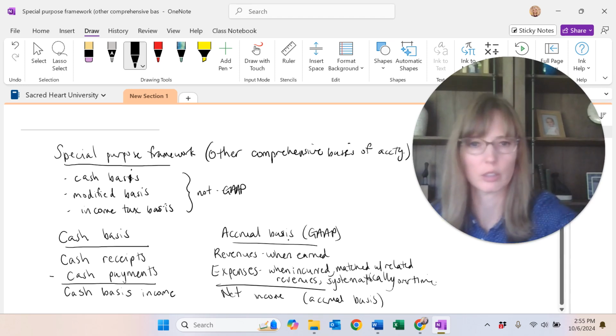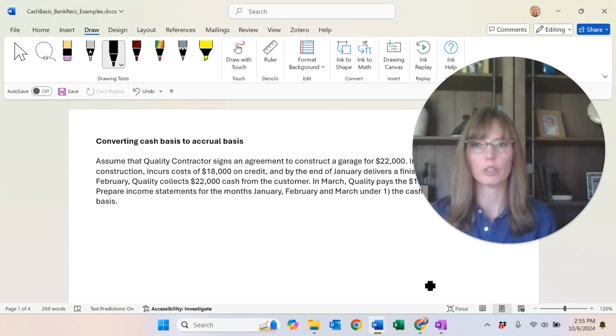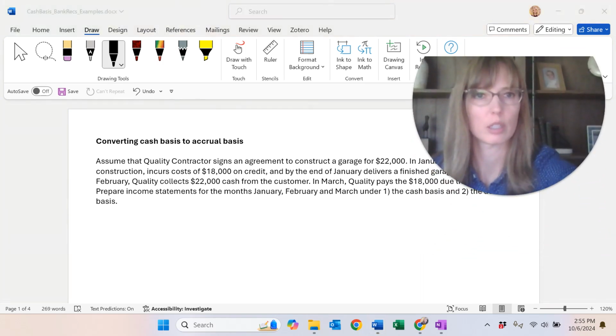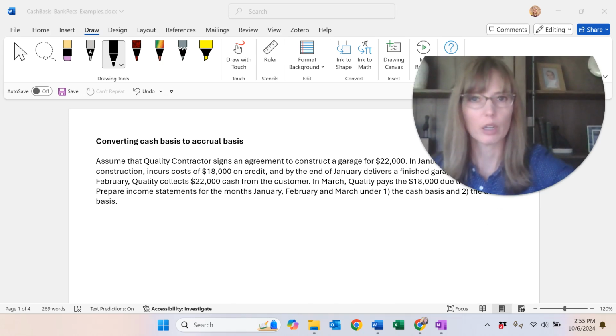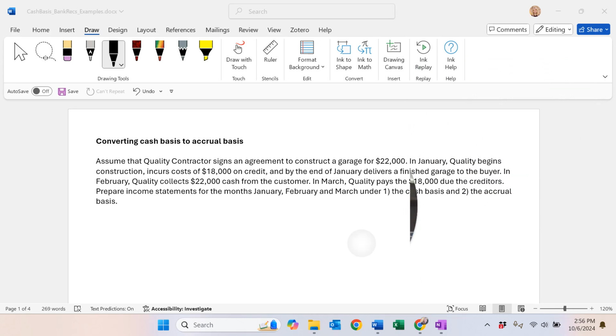Let's take a look at a really simple, straightforward example under our examples for this video. Assume that Quality Contractor signs an agreement to construct a garage for $22,000. In January, the company begins construction, incurs costs of $18,000 on credit. By the end of January, delivers a finished garage to the buyer. In February, collects $22,000 cash from the customer. In March, the company pays the $18,000 to its creditors. Prepare the income statements for January, February, and March under the cash basis and the accrual basis.